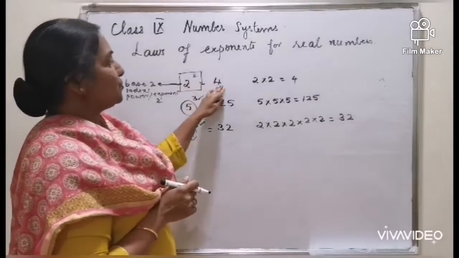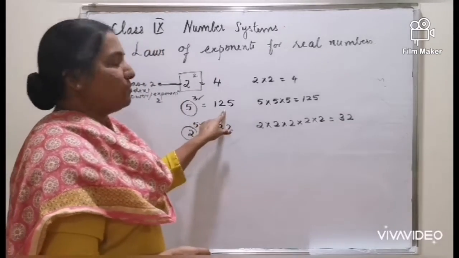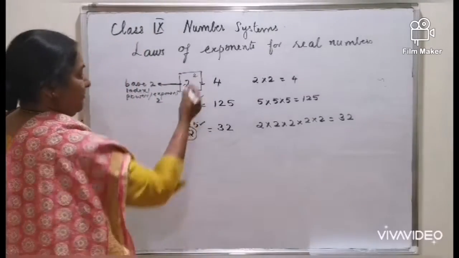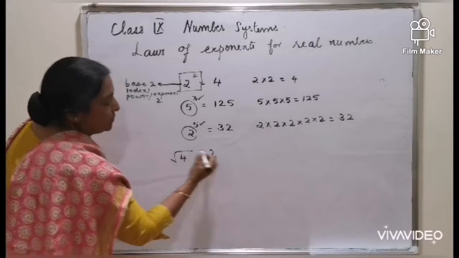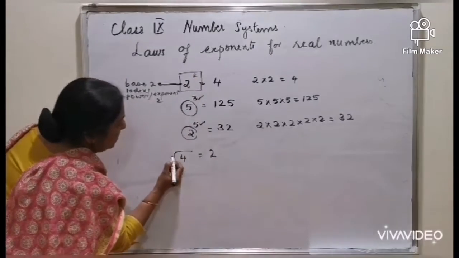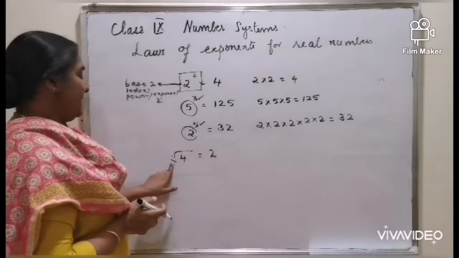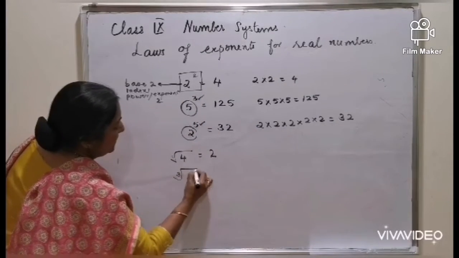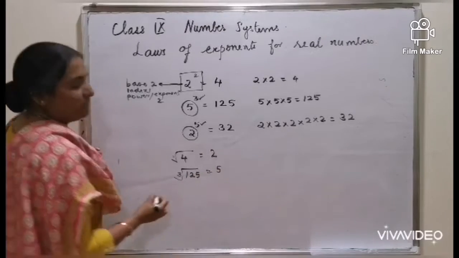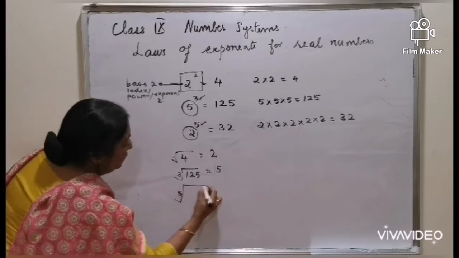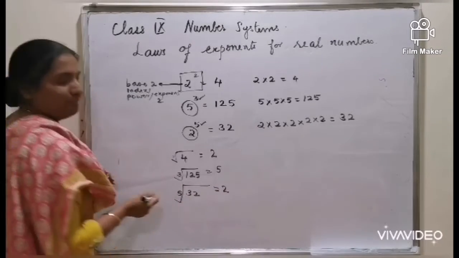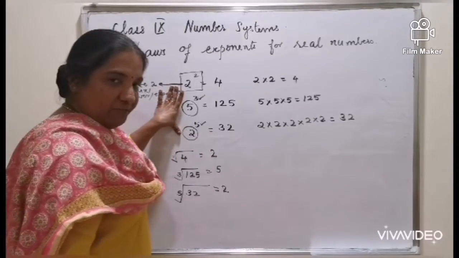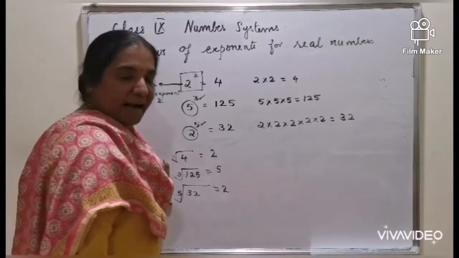How to express 2 square is equal to 4 or 5 cubed is equal to 125 or 2 to the power of 5 is equal to 32 in the radical form? Square root 4 is equal to 2. Even though the 2 is not mentioned here, the meaning of square root is the index is 2. The second one, cube root of 125 is equal to 5. Fifth root of 32 is equal to 2. Thus you can see the top here represents the exponential form and this represents the radical form.